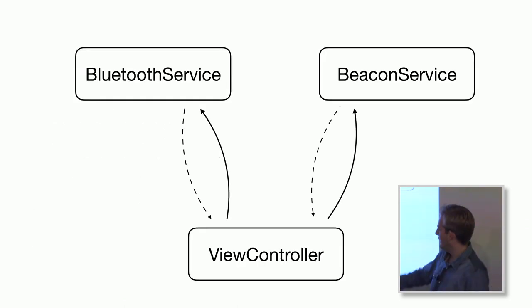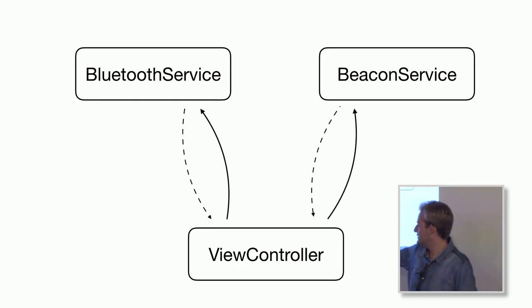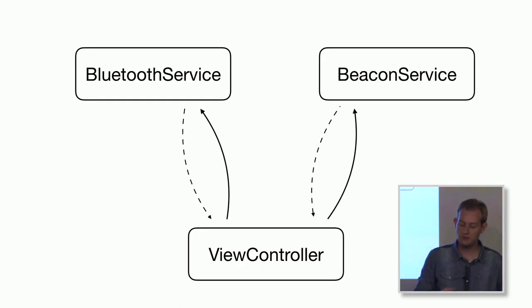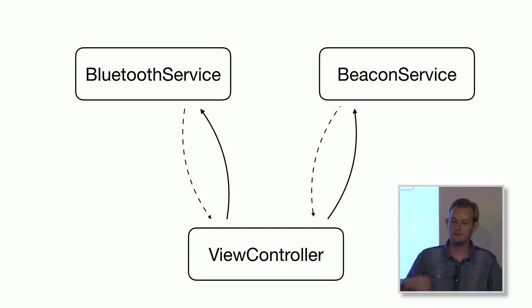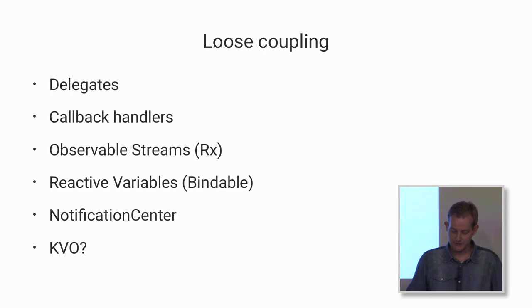These lines are direct connections. The view controller can directly ask questions of the Bluetooth service and the beacon service. But the important part is, of course, the callbacks. It needs to be notified when something happens. And these need to be loosely coupled, as in the beacon service shouldn't directly know the type of the view controller. So there are different approaches to do that.